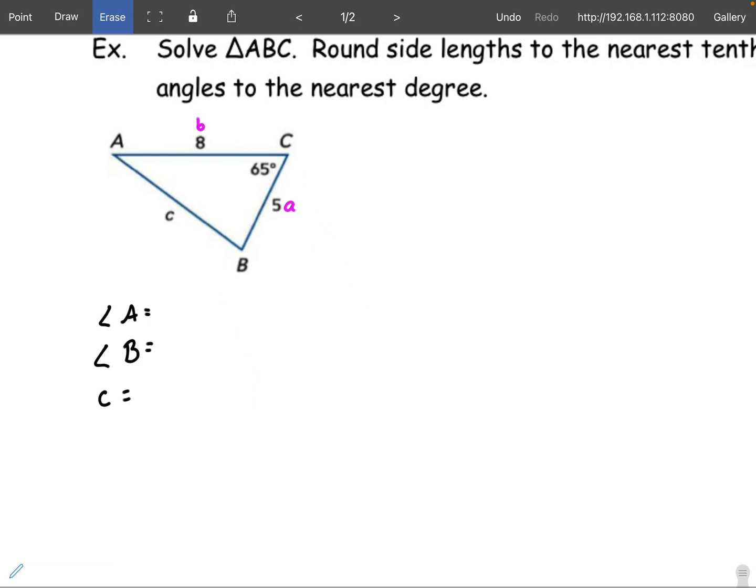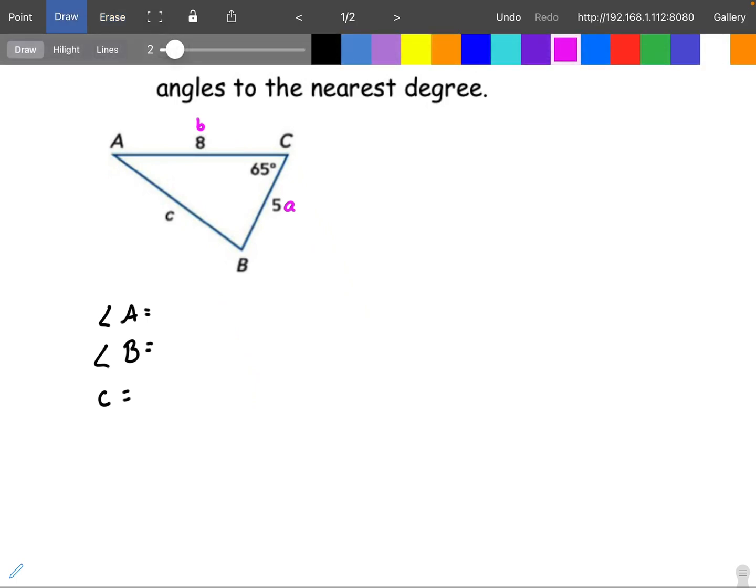Therefore, we're going to use our little formula to find side C. So we want to use the C squared formula. So we're going to have C squared equals, and then we're going to take the other two squared, so A and B squared. A is 5, so we have 5 squared, plus B, which is 8, so 8 squared.